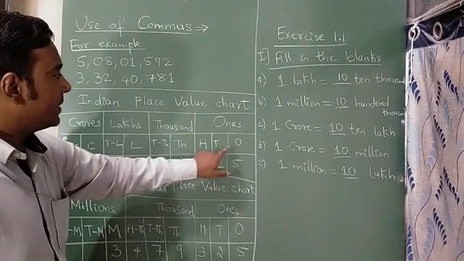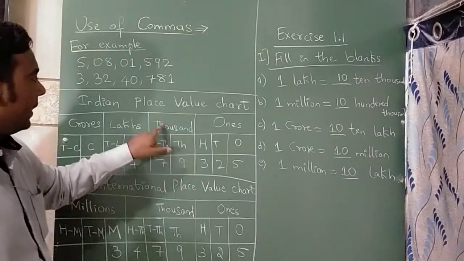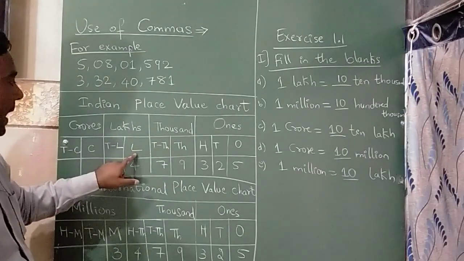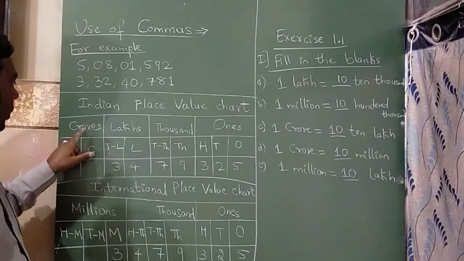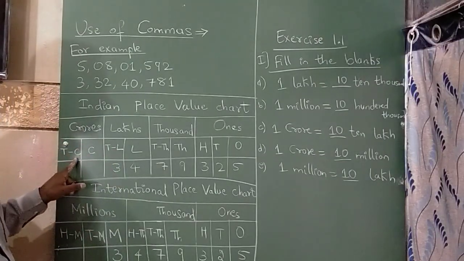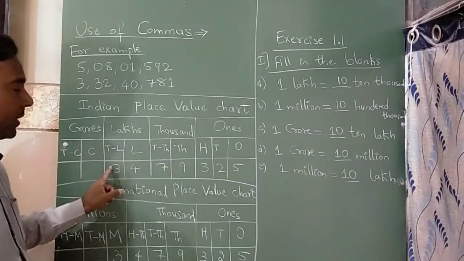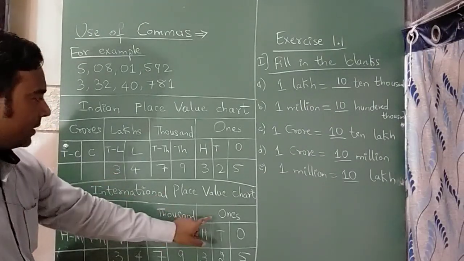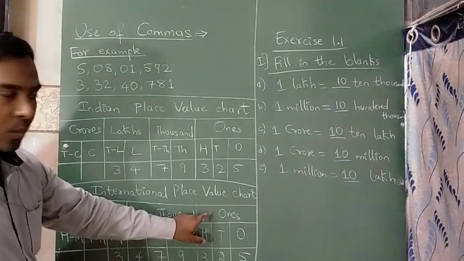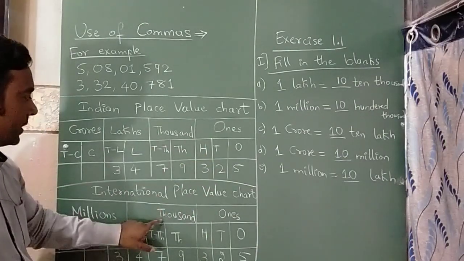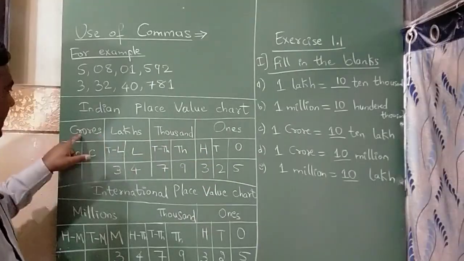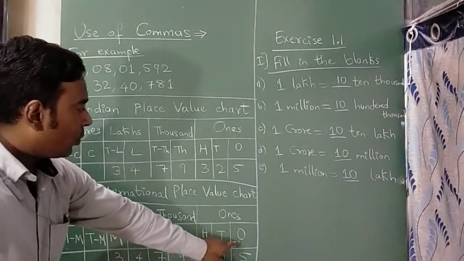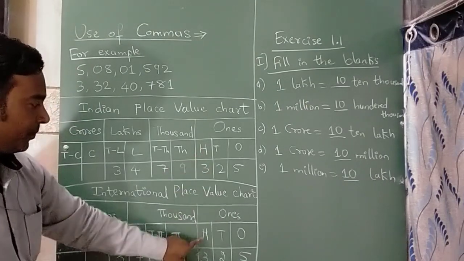In ones you have ones, tens, 100. In thousands, 10,000. In lakhs, 10 lakhs. In crores, 10 crores. Fine. And I have written a number here. Fine. Now in the international place value chart, there is the same thing but a little different. Ones are the same, thousands the same, but instead of lakhs and crores, there are millions here. Fine. This is also ones, tens, hundreds.